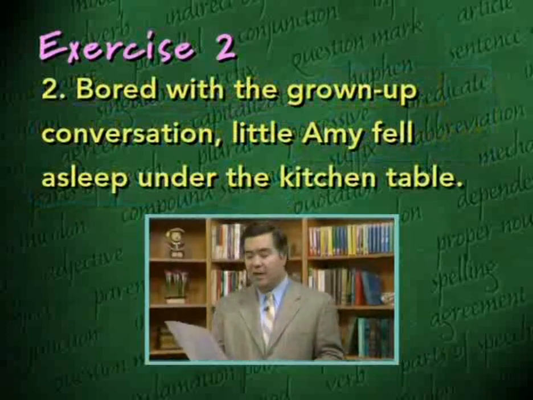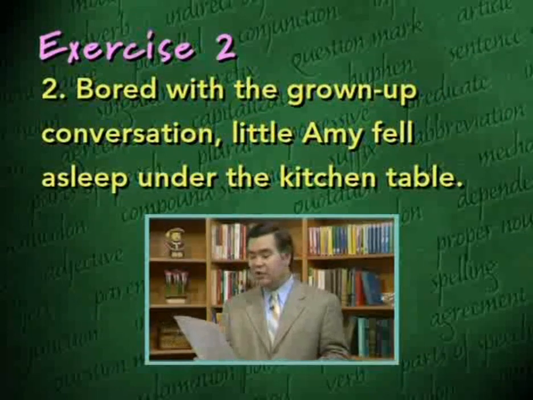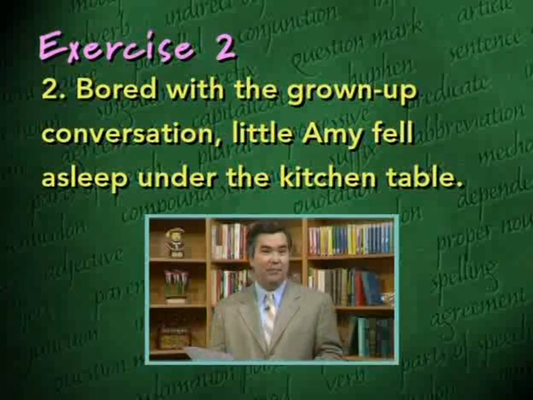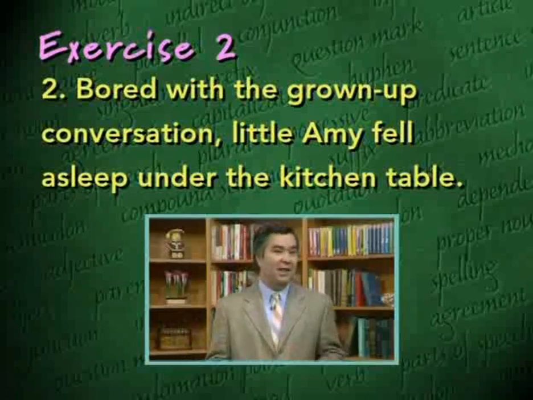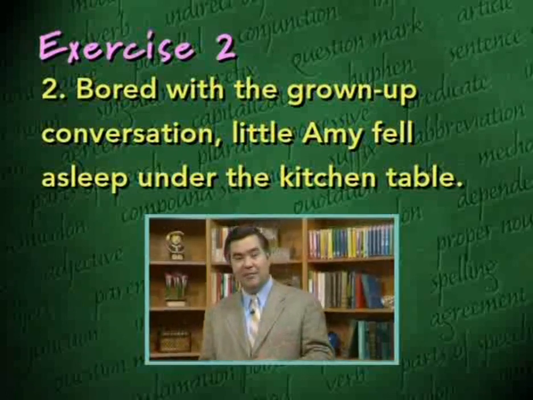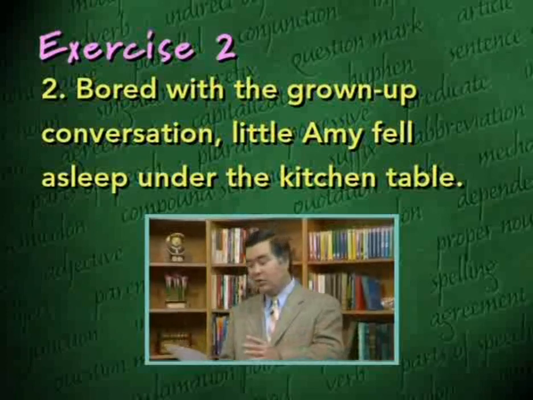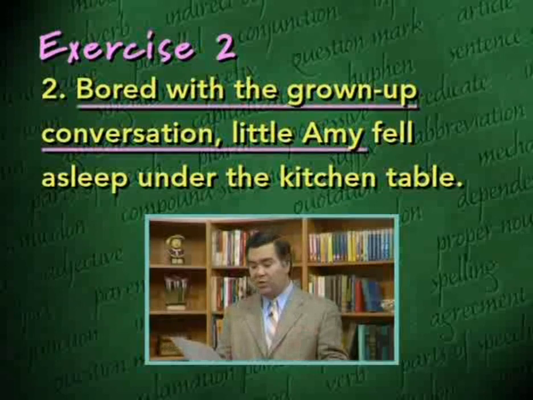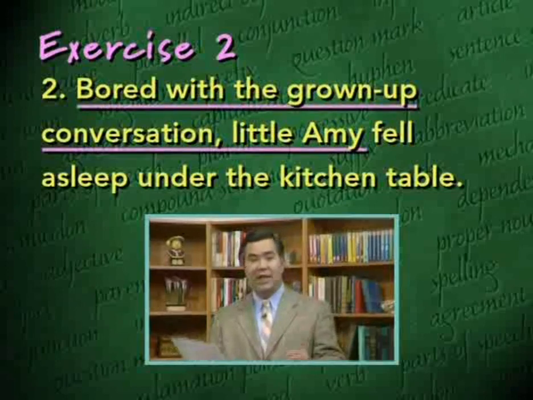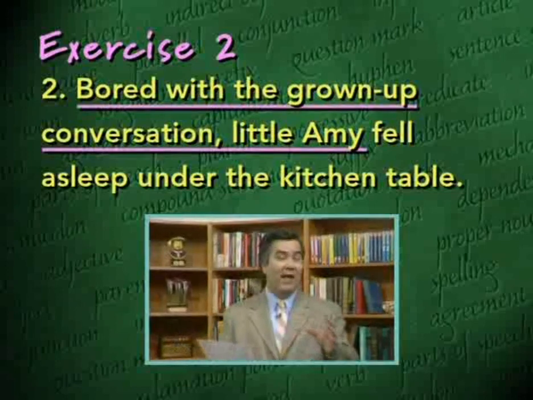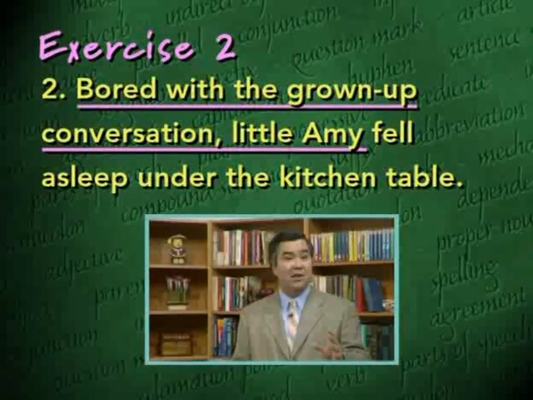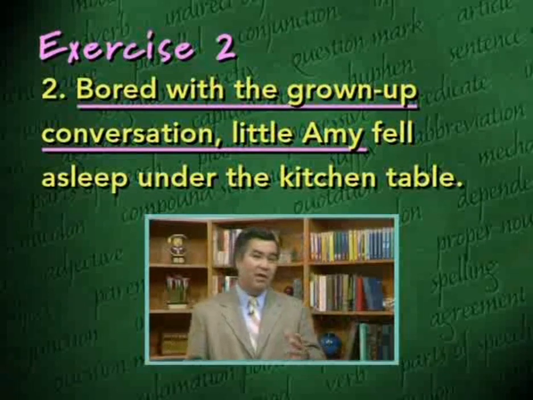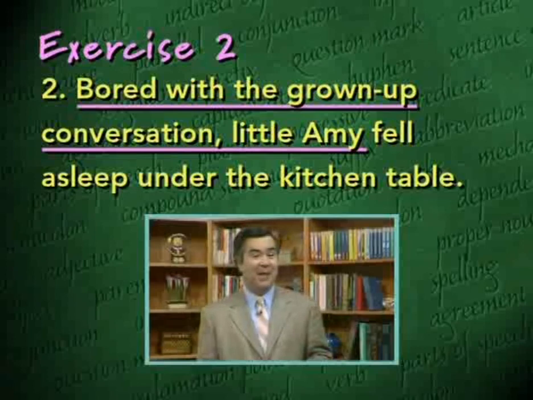Let's take a look at the second sentence. Bored with the grown-up conversation, little Amy fell asleep under the kitchen table. Where would you divide this sentence between the subject and the predicate? In this case, the subject includes all the words up to little Amy. So the subject would include bored with the grown-up conversation, little Amy. All of that is the subject. All of that describes what the sentence is about, or in this case, who the sentence is about.